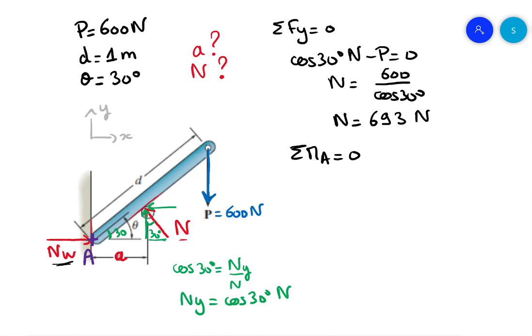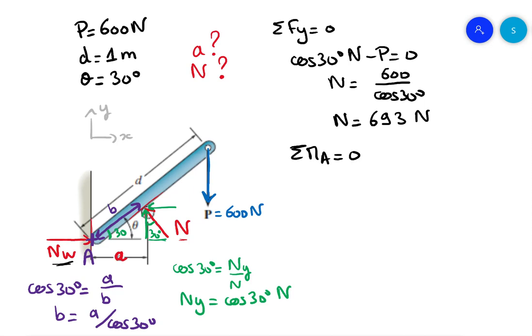For N, we need this distance, right? The perpendicular distance. Let's call this distance, I don't know, B. So if we look at this little triangle, we have cosine 30 equal to the adjacent side, that is A, divided by B. So we have B equal to A divided by cosine 30. Okay, so that's the distance B.